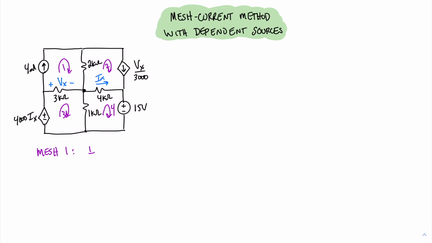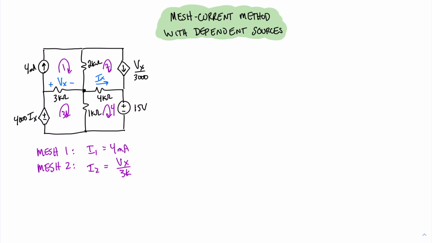I1 equals 4 milliamps because there's an independent 4 milliamp current source there, and it's on the outside, it's not shared with anything, and so that is the current in that mesh. For mesh number 2, we have a similar situation, except in this case it's not an independent current source, it's a dependent current source, but we can still say that I2 equals the value of that dependent current source, which is Vx over 3K.